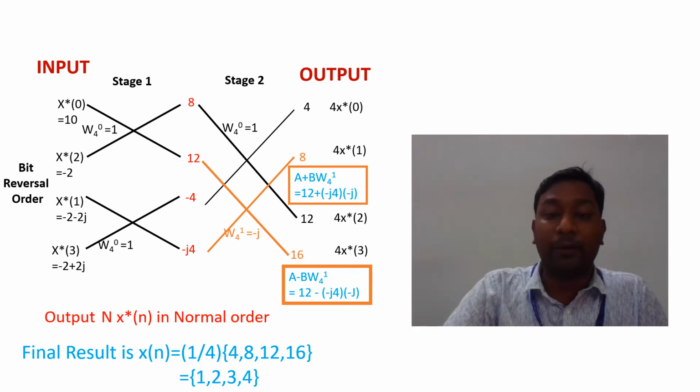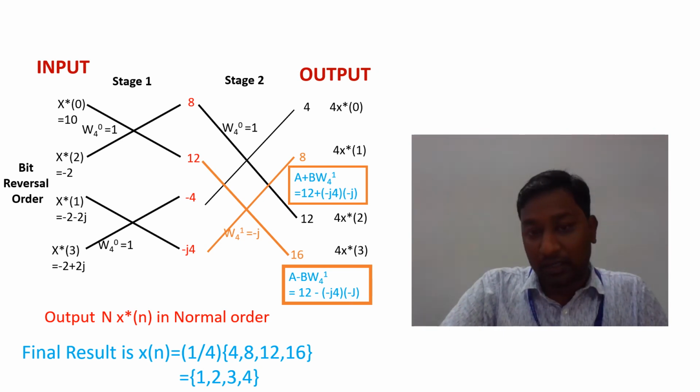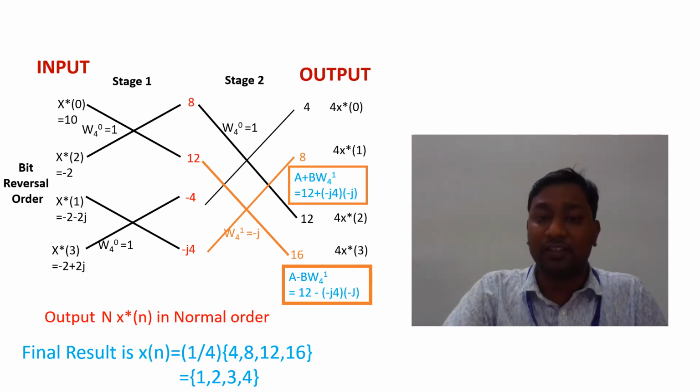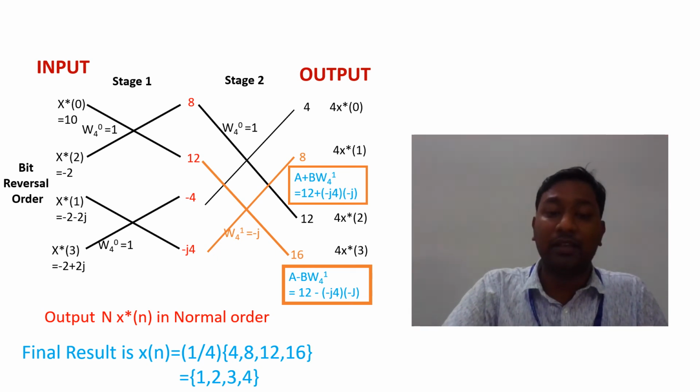So the final result is 1 by 4 times 4, 8, 12, 16, because all values are real values. So we have no need to worry about the complex conjugate and other things, because all values are real. If we divide 4, 8, 12, 16 by 4, we get the answer 1, 2, 3, 4. So that is the answer of our problem. Here the input is in bit reversal order in complex conjugate form, and the output is also in complex conjugate form, but the output is multiplied by capital N equal to 4. Those two things are the differences compared to the DFT and IDFT using the DIT algorithm.